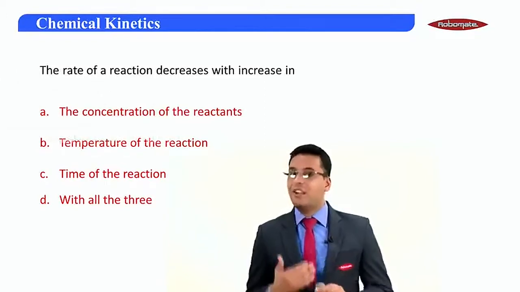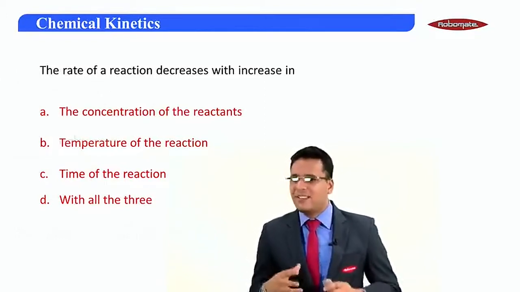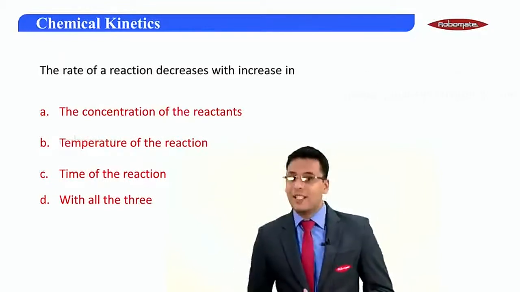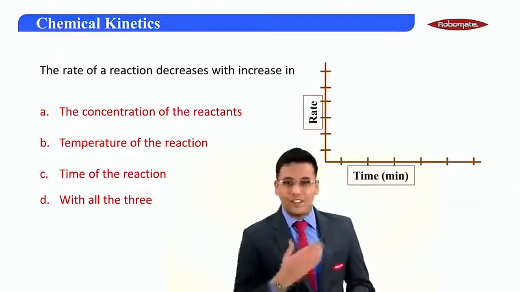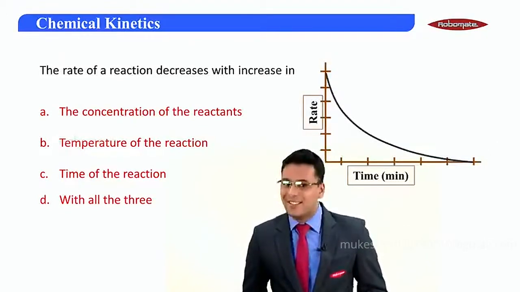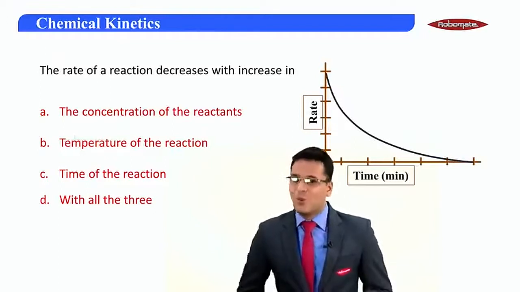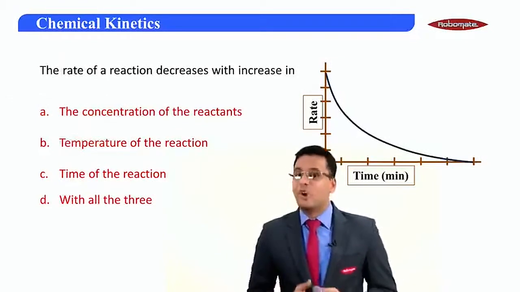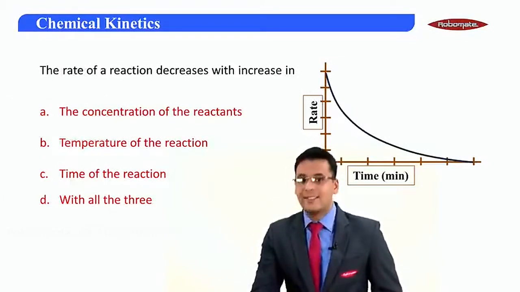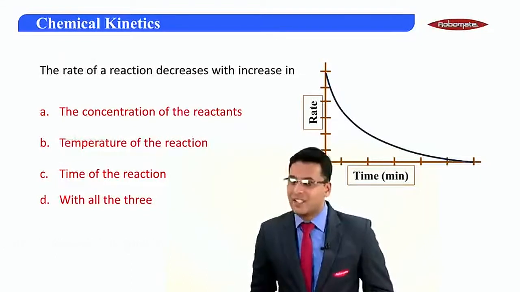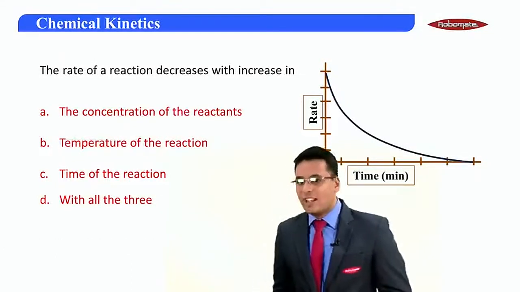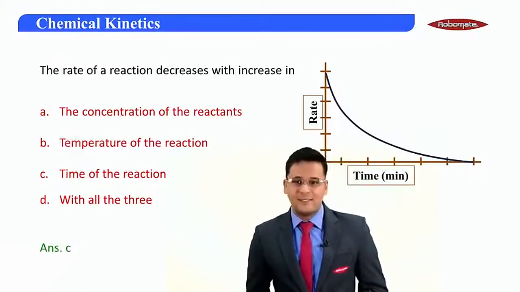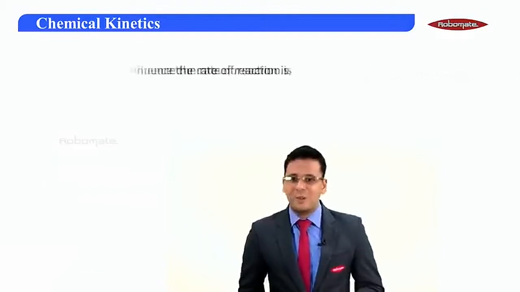Now, if you have really understood this question, it is very similar to the previous one. The rate of a reaction decreases with increase in. Well, you have the graph right here. The rate of the reaction decreases with increase in time. That is, as the reaction proceeds, the concentration of reactants decreases. Hence, the rate of the reaction decreases. So the correct answer is option C, time of the reaction. Let's move on to the next MCQ.